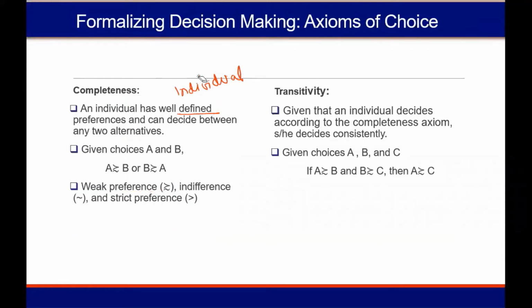The second one is transitivity. This is number one, this is number two. You can't say transitivity first, then completeness second. You need to maintain the order. If you have satisfied completeness, you can talk about transitivity. Let's assume that you have already satisfied the completeness axiom. In that case, you need to check the transitivity. Transitivity, in other words, means that you are internally consistent in your preferences.